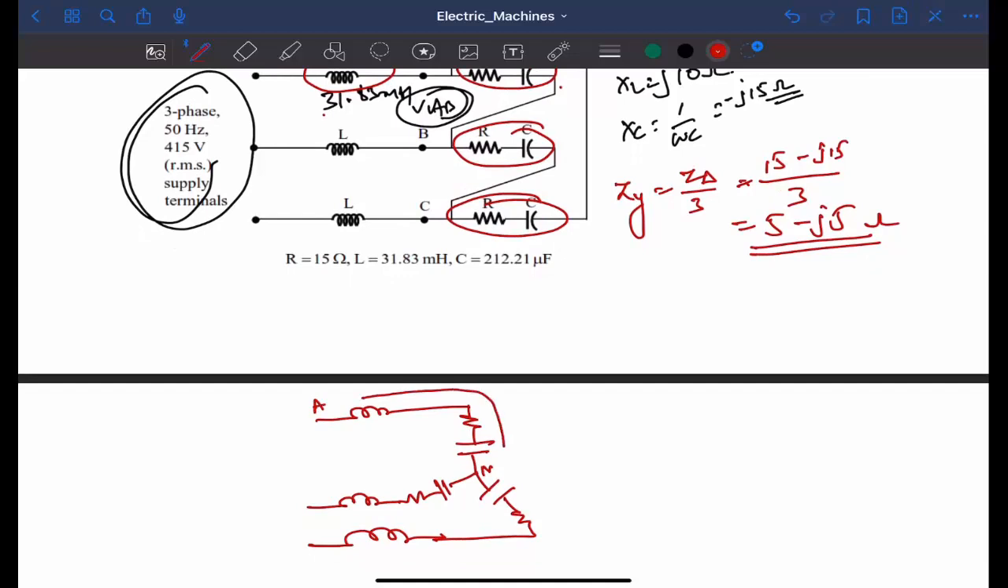so we need to calculate what? A in. This is the A point and this is the supply point. Okay, so we need to calculate A in. We can apply what? Voltage.